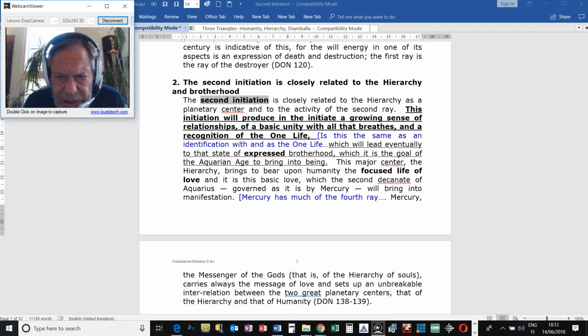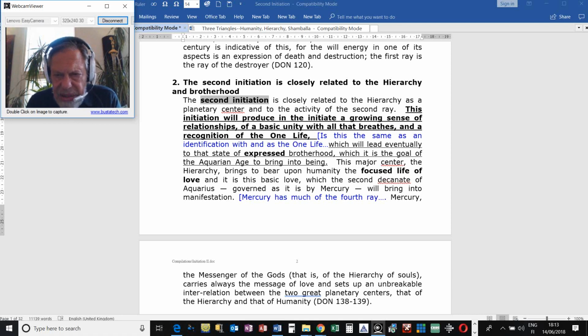So the second decade will bring this focused life of love, which makes sense because it is the second decade. I had usually thought of this very much in terms of mind and magic and the highest development of manas possible in the Aquarian age, but there's more to it, apparently. It's always good to read these references topically and see these things side by side.